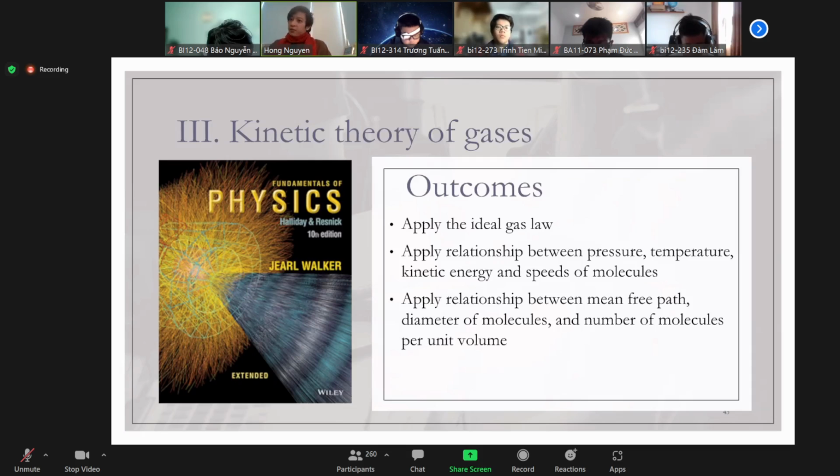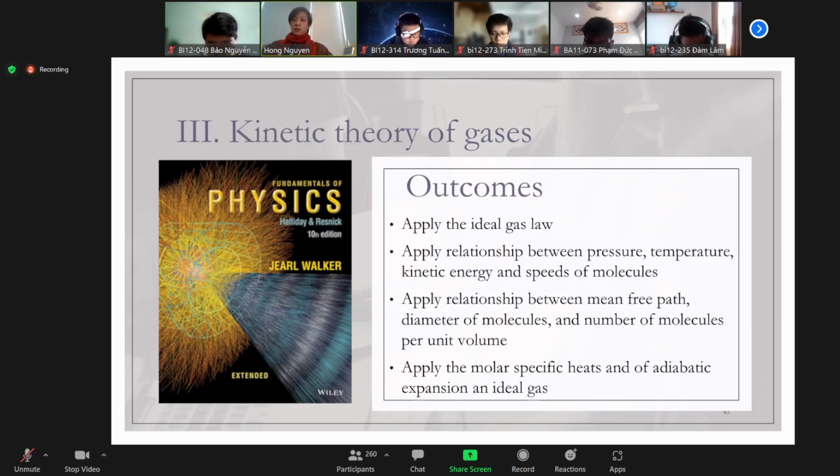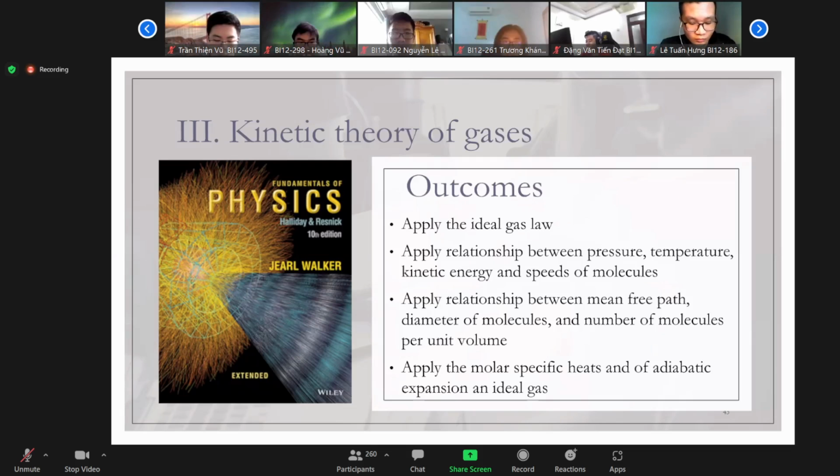And we define and also apply the relationship between the mean free path. So we are going to study what the mean free path is, its relation to the diameter of molecules and also the number of molecules per unit volume. So we are going to study the relationship between them. And we apply the molar specific heats of adiabatic expansion of an ideal gas.